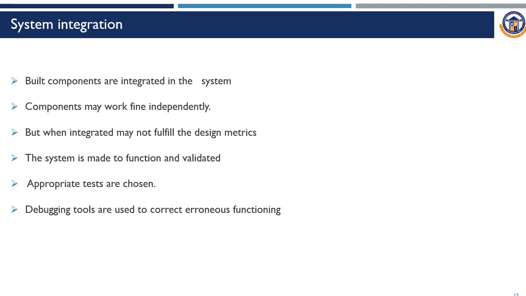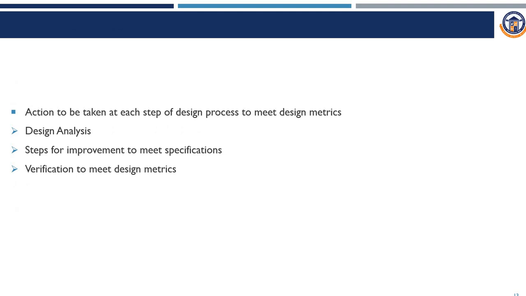After designing, each module must be integrated to function as an entire embedded system, so that it is called system integration. Each component may function fine independently, but when it is integrated may not fulfill the design metrics. So each system must be made to function and validated. Appropriate tests are chosen. Debugging tools are also used to correct erroneous functioning.